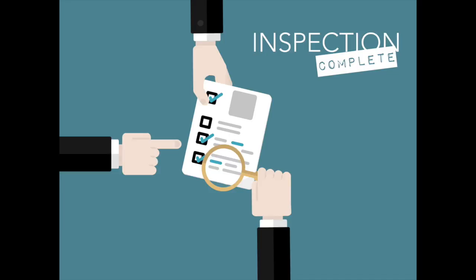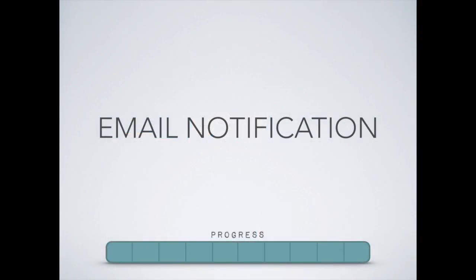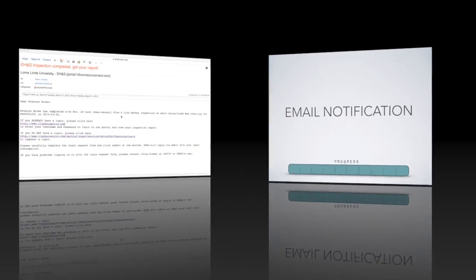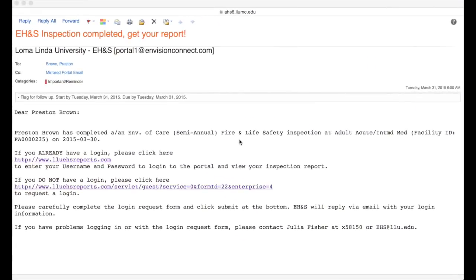Now let's begin. An inspection has been conducted in your area, and now it's time to find out what was out of compliance. Notification of an inspection will typically come by email the day following the inspection. This email and the included link make it easy for you to access your report and begin the development of your CAP, or corrective action plan.